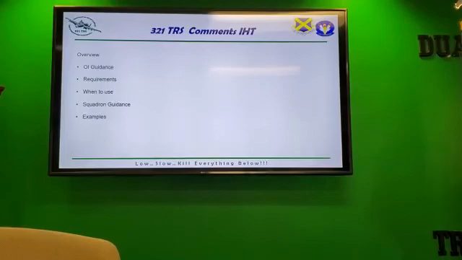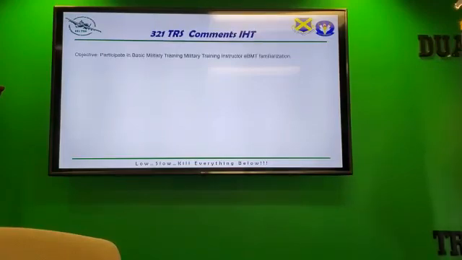All right, today we talked about some OI guidance, some of the requirements, when to use it, the squadronisms, and gave you a couple of examples. So hopefully you can take this back out to the line and do a good job writing these comments so that in the event that we have to administratively move on to some training, push them back to transfer a flight, to recycle, ELS, whatever the case is, the leadership has a solid foundation and support behind them when making those decisions. All this, slide, is to meet that objective: participate in basic military training instructor EB.